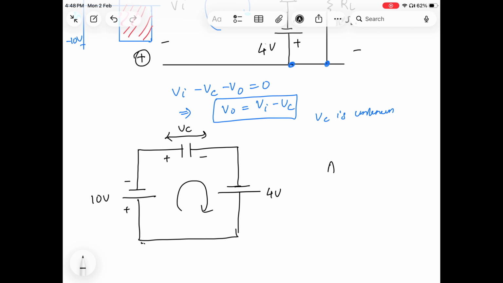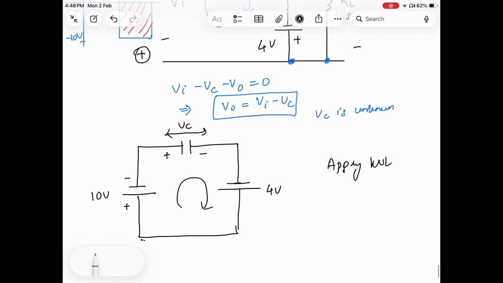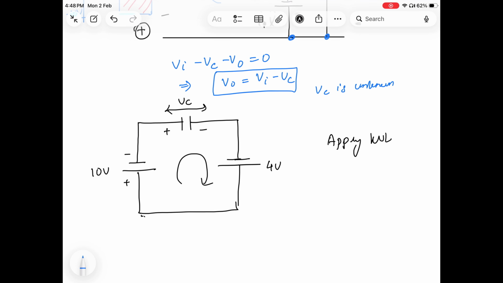So now applying KVL here, you can write down plus to minus, minus 10, then plus to minus again, minus Vc, then minus to plus, 4 volt equal to 0. So by solving this, I can find out Vc equal to minus 6 volt. So now this Vc, which was unknown, is known to us.